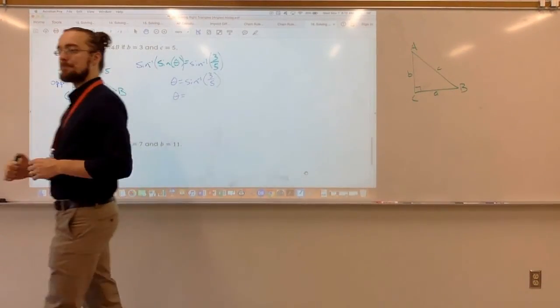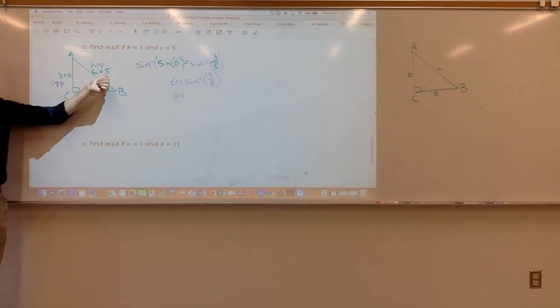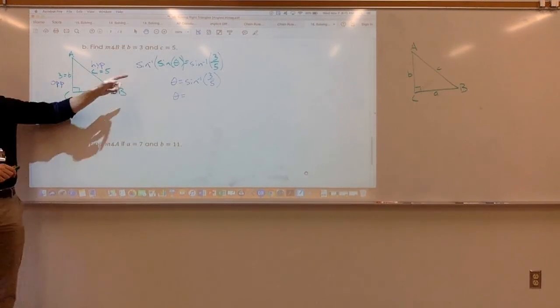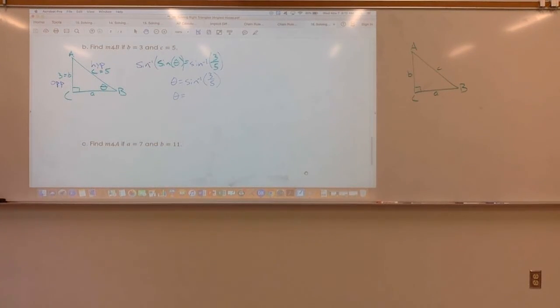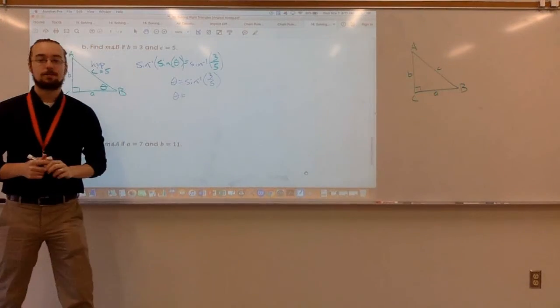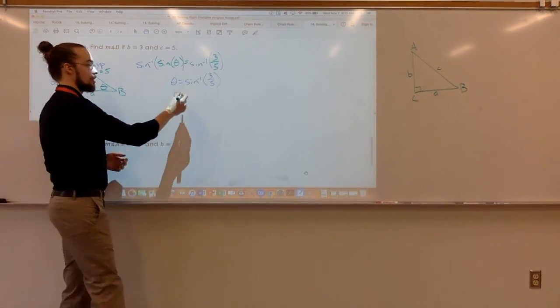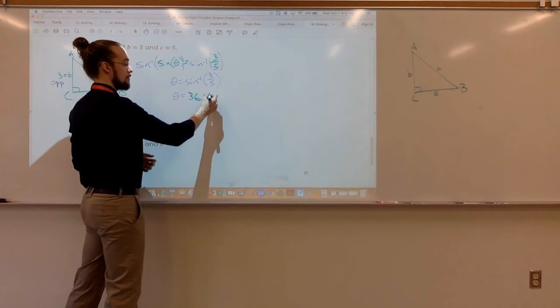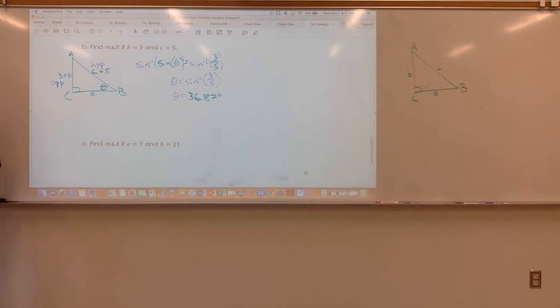Alright, on B here, I think this should be our setup. Right? Where my theta is in angle B, and I know side b is 3 and side c is 5. So I would say sine of theta equals 3 over 5. Take the inverse sine of both sides, and then I can put this into my calculator. What do I get? 36.87. You feel okay with this one?